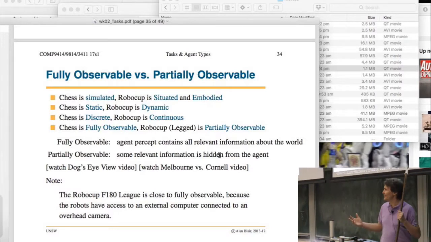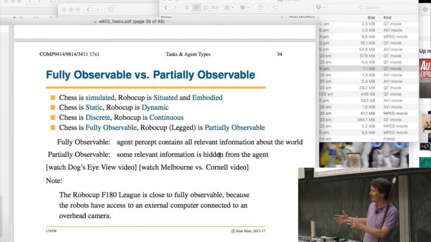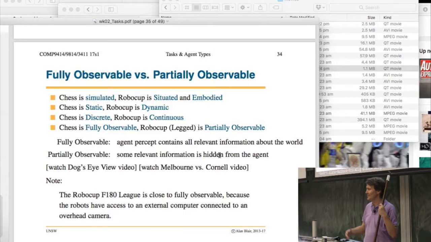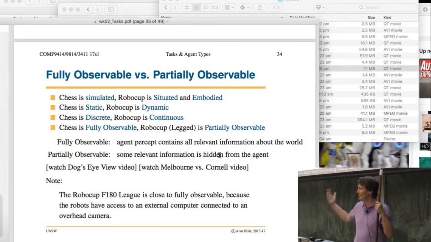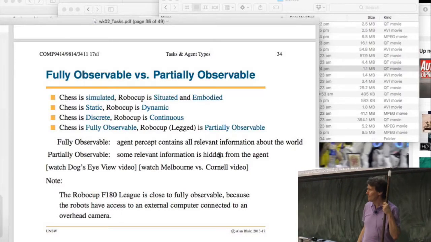And there are some variants of chess, where you can't see the other person's pieces or this or that. Then that makes it shadow chess or something. That would make it partially observable. But in the normal game, it's fully observable.